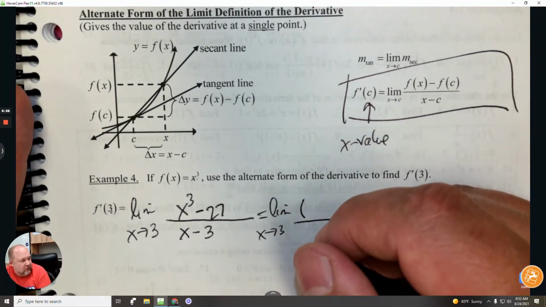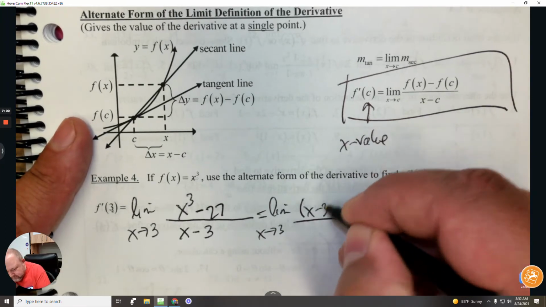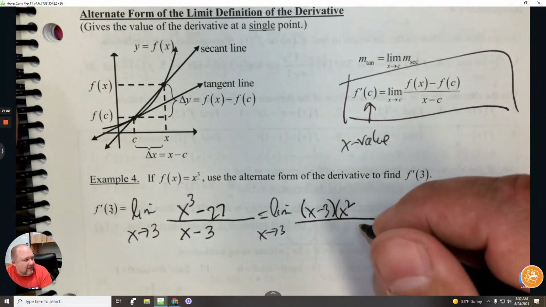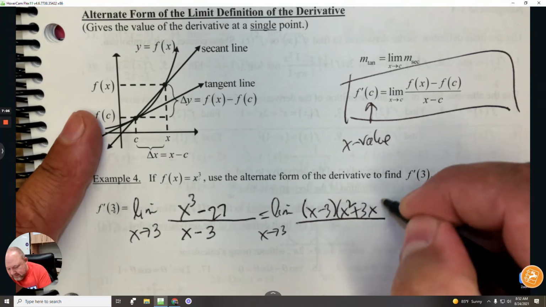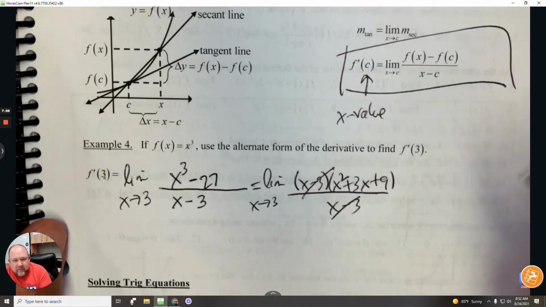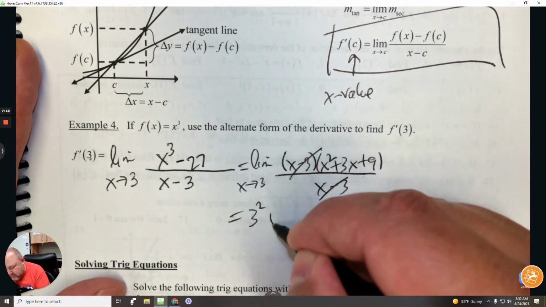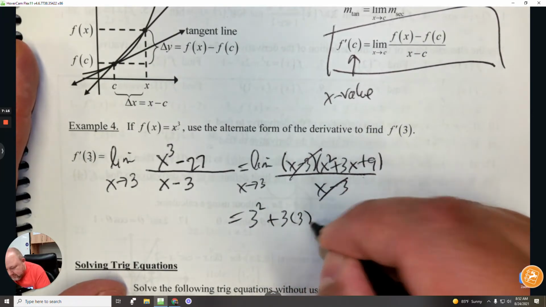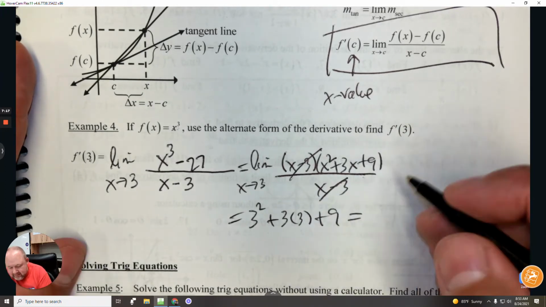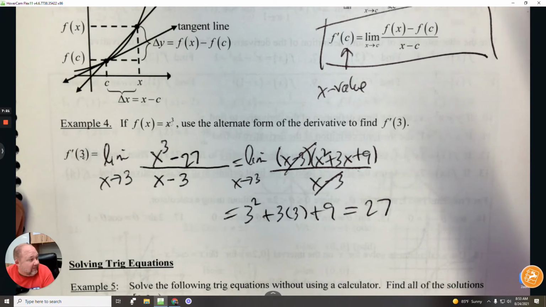Difference of cubes. It's x subtract 3, x squared plus 3x plus 9. Notice now the factor is going to be removed. Evaluate now at 3 and you get 3 squared plus 3 times 3 plus 9. That's 9 plus 9 plus 9, and then 27. Here we go.